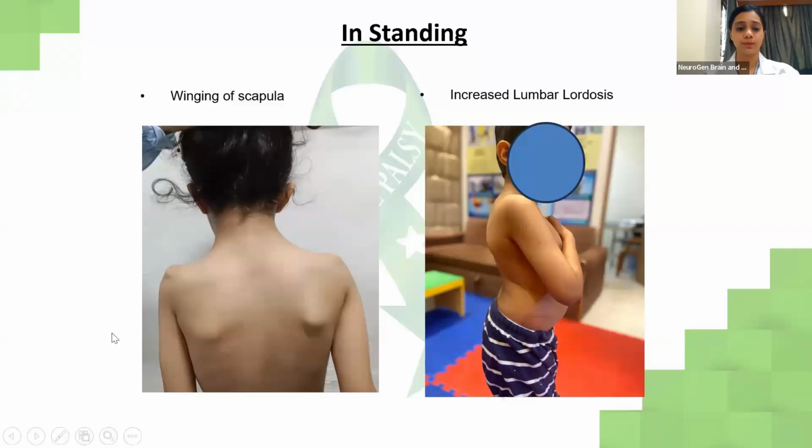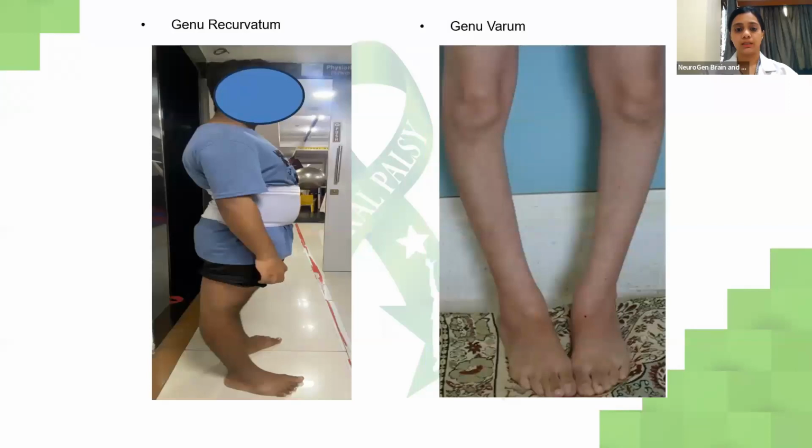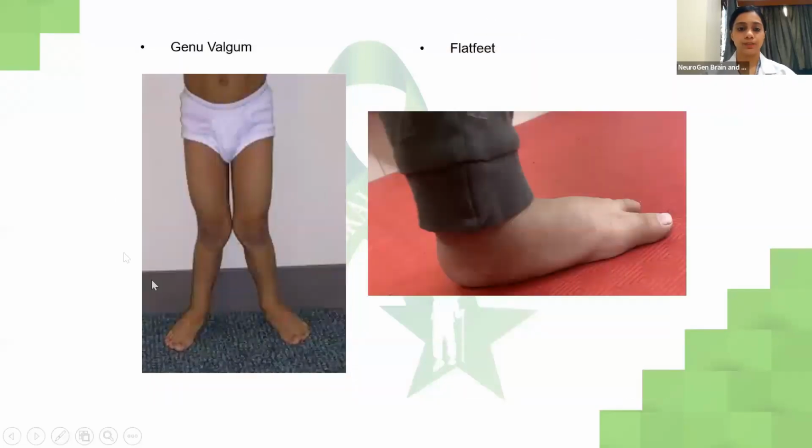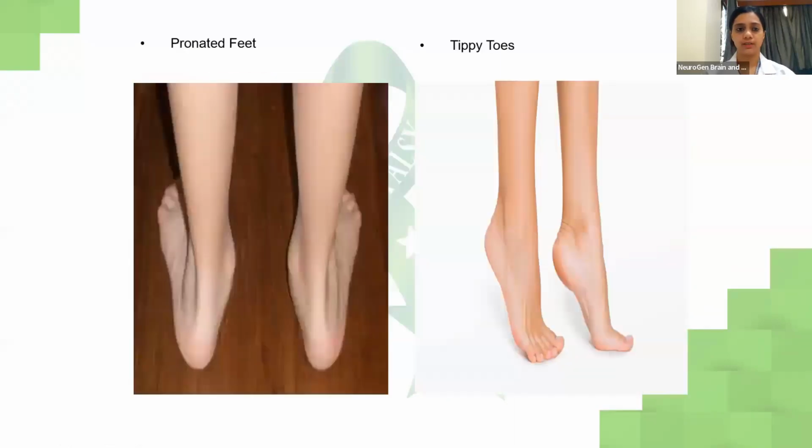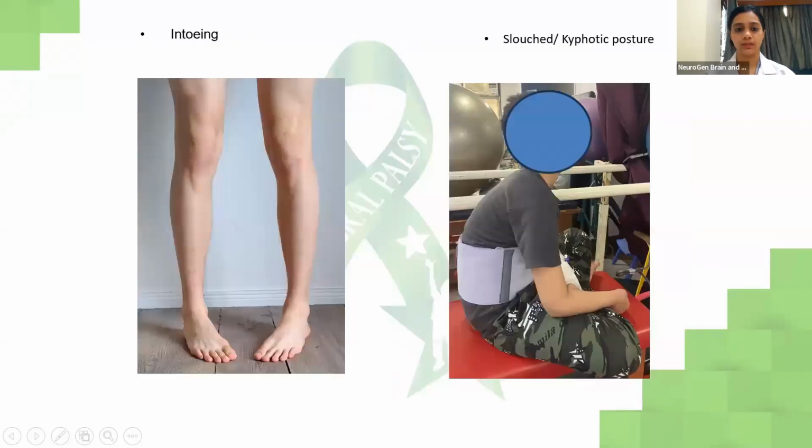Second is the winging of scapula. If you see winging of scapula, increase in the lumbar lordosis, all these are the observations which we need to observe in a child with autism. Then genu recurvatum, excessive knee hyperextension with excessive lumbar lordosis. Genu varum, genu valgum, flat feet, pronated feet, toe walking, tippy toe, toe standing. All these can be the terminologies.